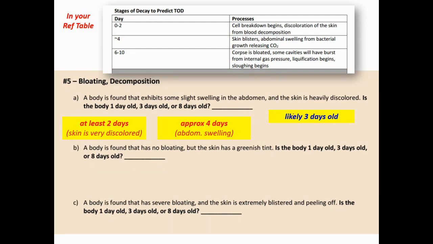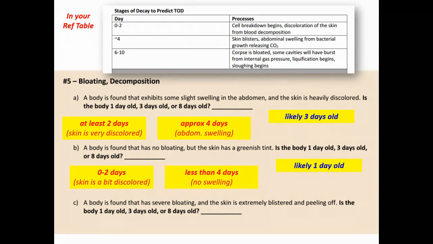5b, the body is found that has no bloating, but the skin has a greenish tint, a little bit of discoloration. Is it 1 day old, 3 days old, or 8 days old? I would say the discoloration tells us it's in the 0 to 2 day range. Okay, there's no swelling or bloating, so it's definitely less than 4 days. I would say that's closest to 1 day out of those 3 choices. Okay, it's in the 0 to 2 day range. It's less than 4 days. 1 day is a good estimate.